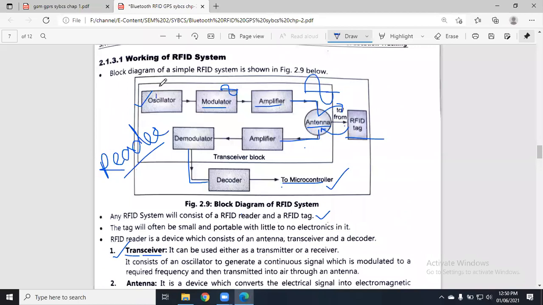The oscillator will continuously generate a frequency that will get modulated here, that will get amplified here, and with the help of the antenna, that frequency is going to be sent into the air. Right?